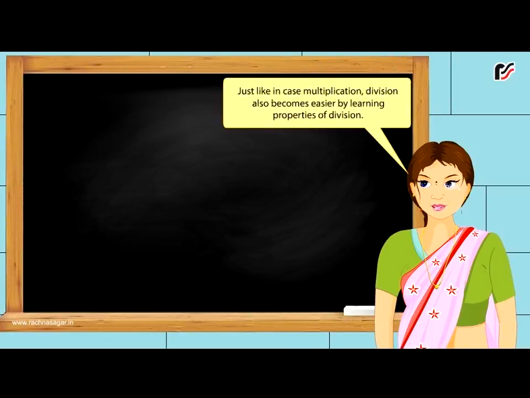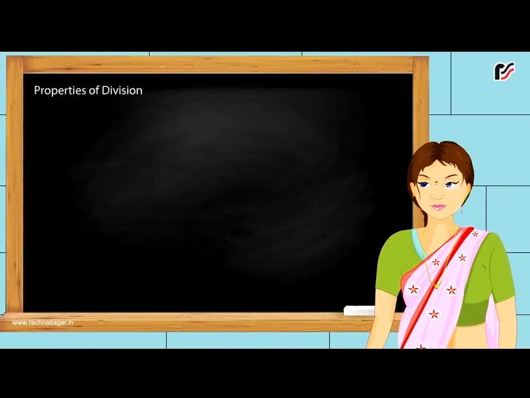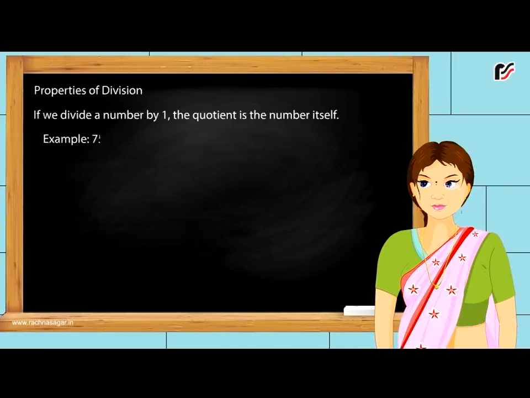Just like in the case of multiplication, division also becomes easier by learning the properties of division. Properties of division. If we divide a number by 1, the quotient is the number itself. Example, 7,542 divided by 1 is equal to 7,542. If we divide a number by the number itself, the quotient is 1. Example, 275 divided by 275 is equal to 1.